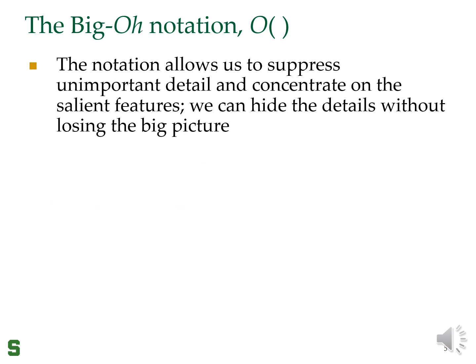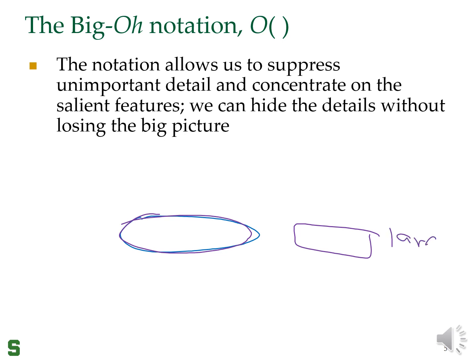The property that I want is f(x) is less than or equal to c times g(x) for some c. But I don't want this for all values of x. I want it only for large values of x. And what do I mean by large? I mean I want it to be true for all x greater than a certain value k.